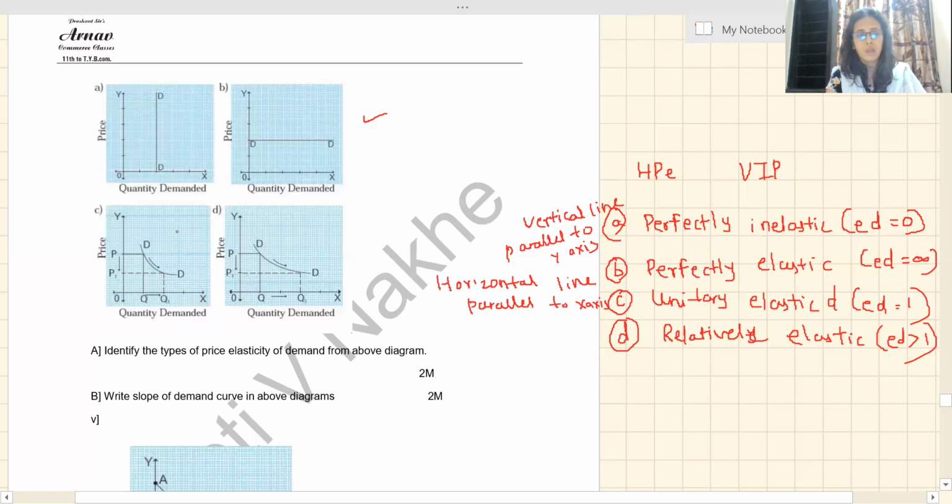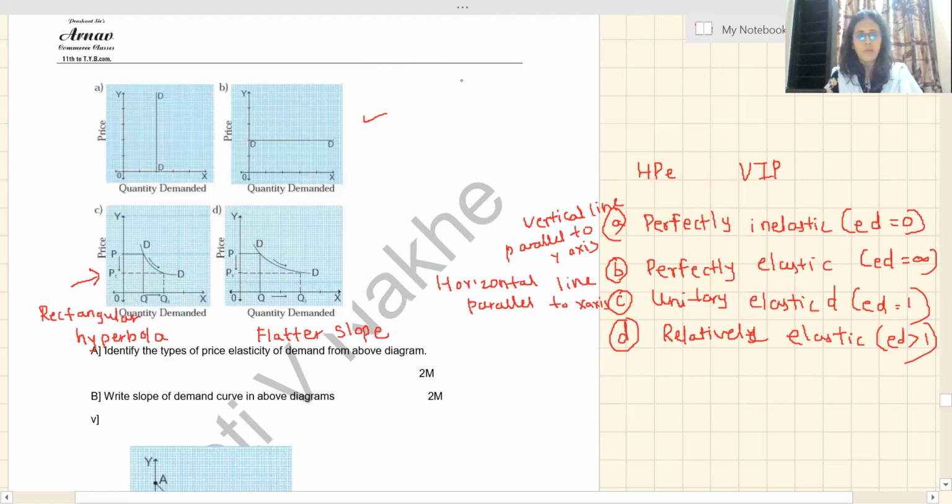Then we have C diagram, unitary elastic. For unitary elastic, you will write the slope as rectangular hyperbola. It is in the 3B chapter. Okay, rectangular hyperbola. And here it is flatter slope. Okay, slope: horizontal, vertical, rectangular hyperbola, flatter slope.